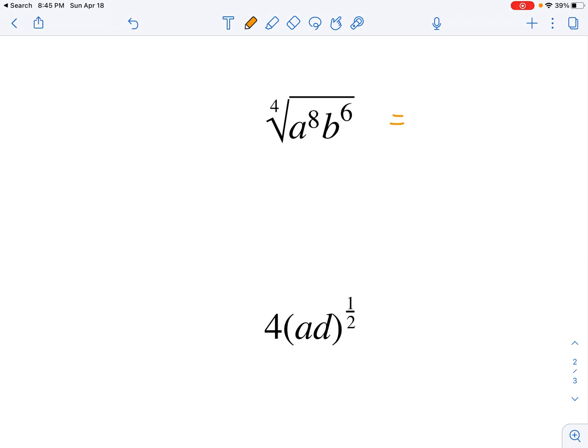And then for this one, a will be to the 8 over 4, and b will be to the 6 over 4. And this is a good time to remember that we can actually simplify those fractions as exponents. So our final answer would be a to the 2nd, because 8 divided by 4 is 2, and b to the 3/2 if we simplified that one.